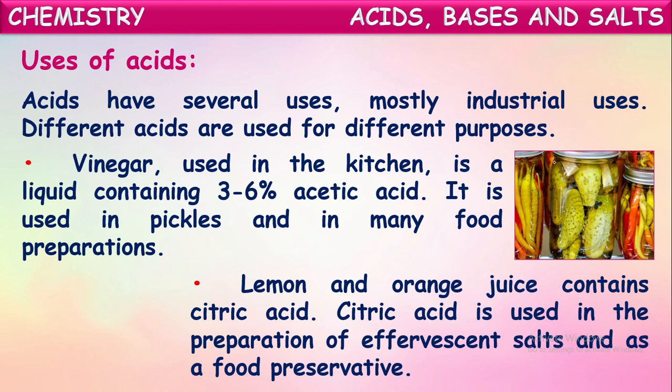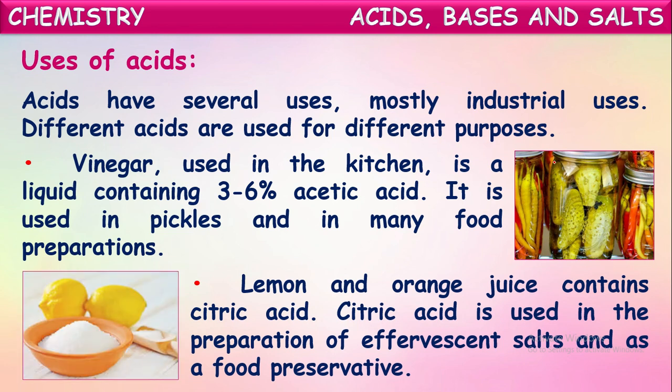Lemon and orange juice contain citric acid. Citric acid is used in the preparation of effervescent salts and as a food preservative. This citric acid is also used for preservation of food items. Not only for that, effervescent salts are also prepared with this citric acid. This citric acid is mostly available from citrus fruits like orange and lemon. Okay.